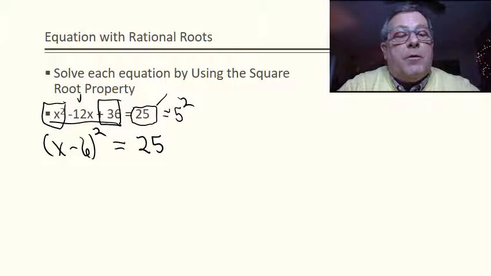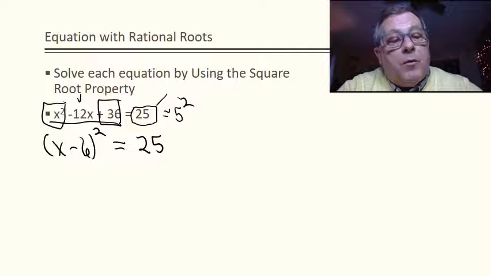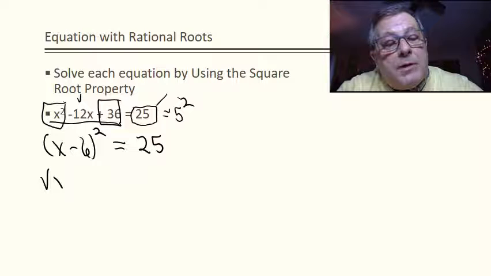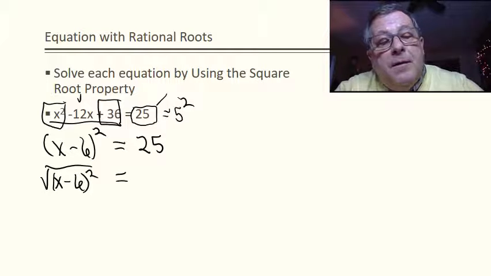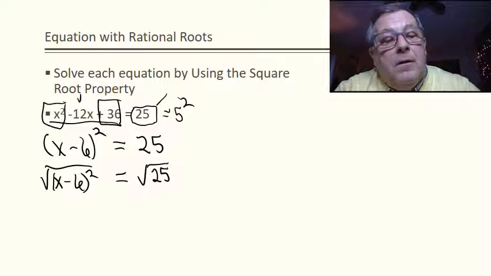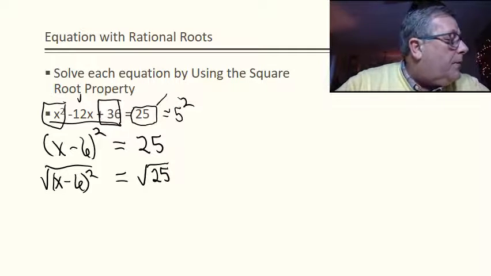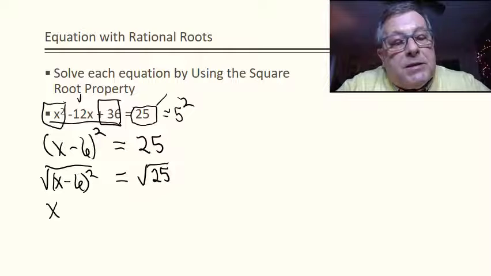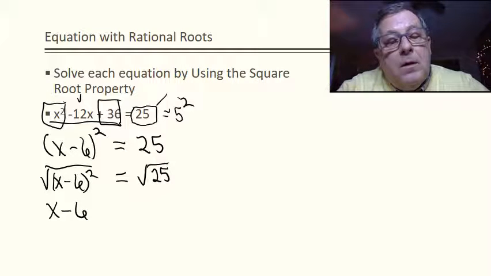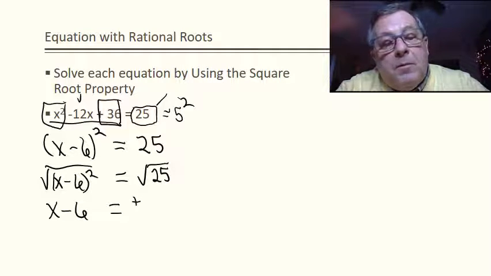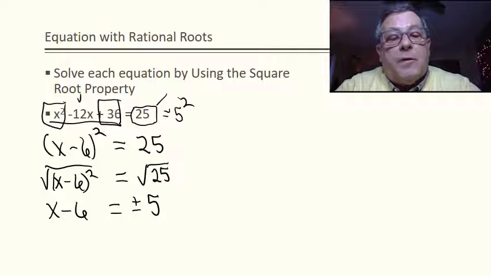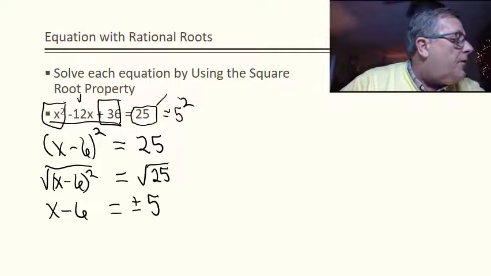And by using the square root property, we're going to take the square root of both sides of this equation. So we've got x minus 6 squared, and taking the square root of it, and then we take the square root of 25, we're going to end up here with x minus 6 equals plus or minus 5. Because negative 5 and negative 5 is 25, and positive 5 and positive 5 is 25.